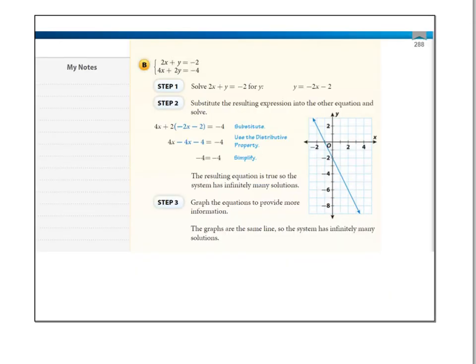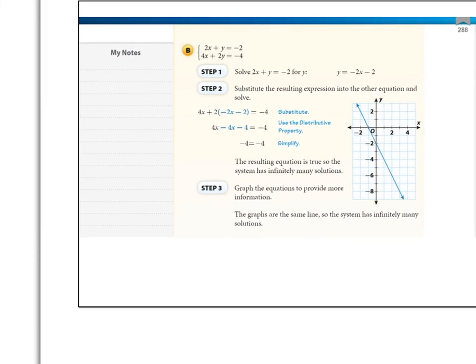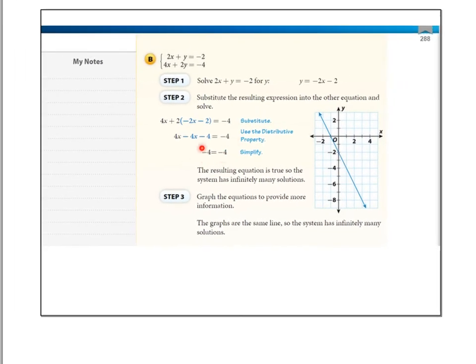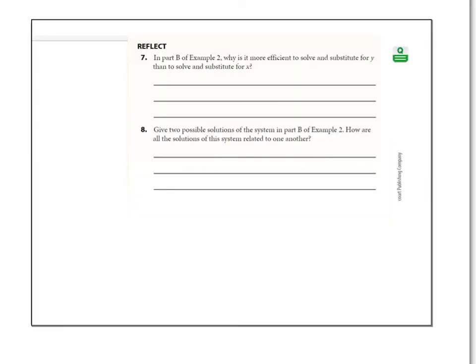So in example B, they're giving you one where it is a true statement, -4 equals -4, which means it has infinitely many. And if you were to rewrite these equations in y equals form, you would notice that you would graph the same line. So go ahead, check out part B for both 7 and 8, answer your 2 reflection questions, and then unpause this when you're ready to move on.